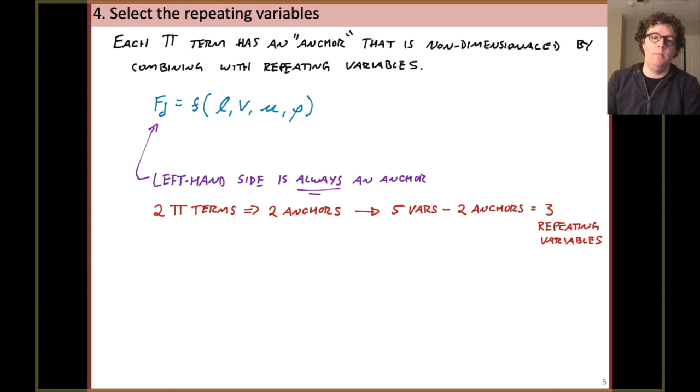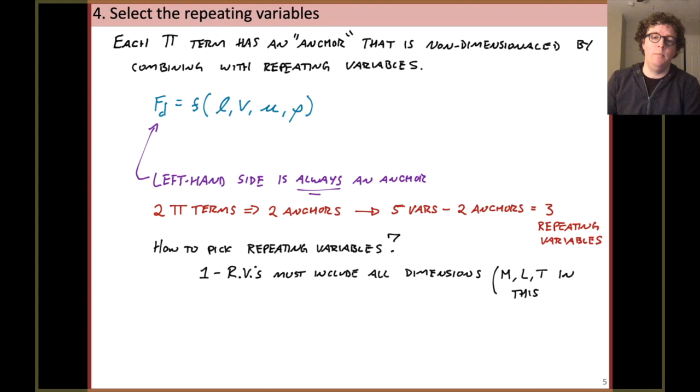Picking repeating variables is perhaps more of an art than a science. I'll tell you what I think about. So how do you pick those repeating variables? First off, the group of repeating variables you pick has to include all of the different dimensions. So this is an MLT problem. Whatever we pick for our repeating variables has to include a mass, a length, and a time. Not each variable, but taken together, M, L, and T have to show up.